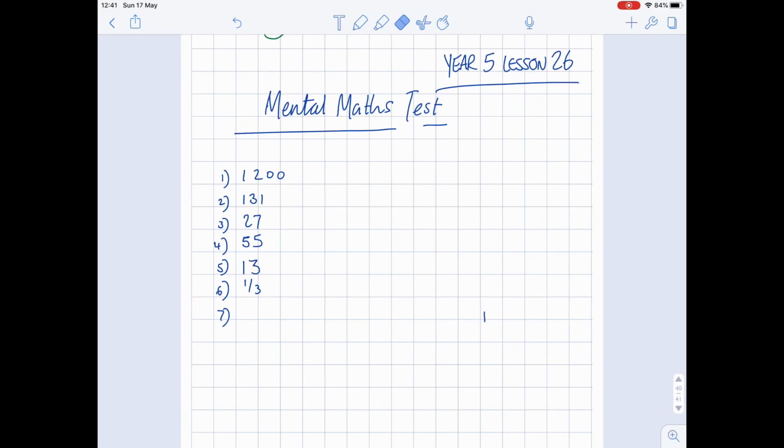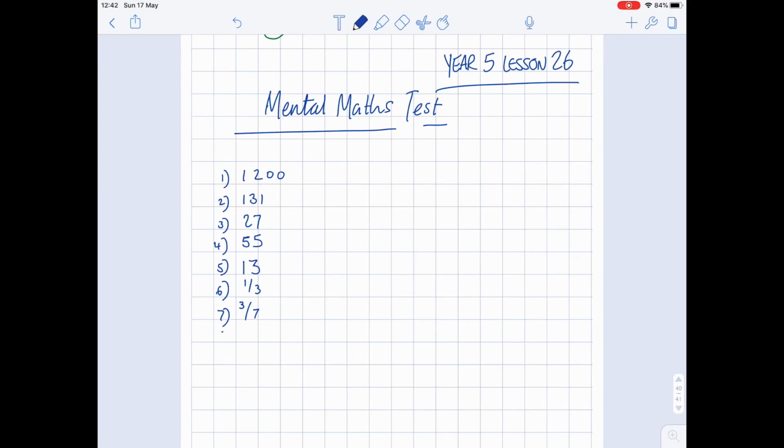Question 7. Write the fraction 3/7. It looks like that. Remember, if your fraction line is a line like that, a horizontal line, that's fine too.